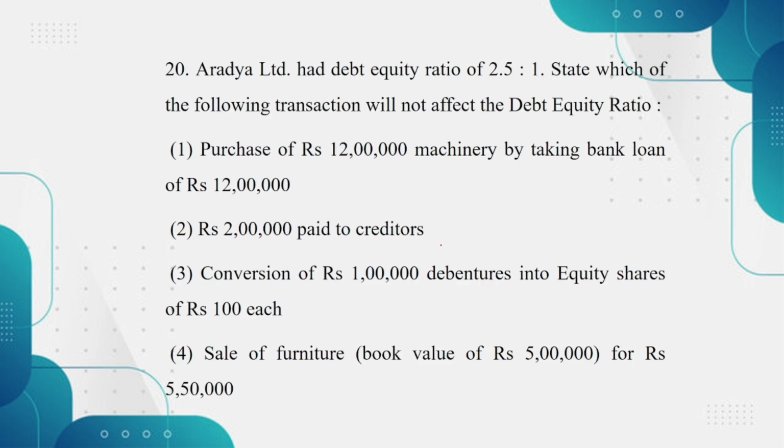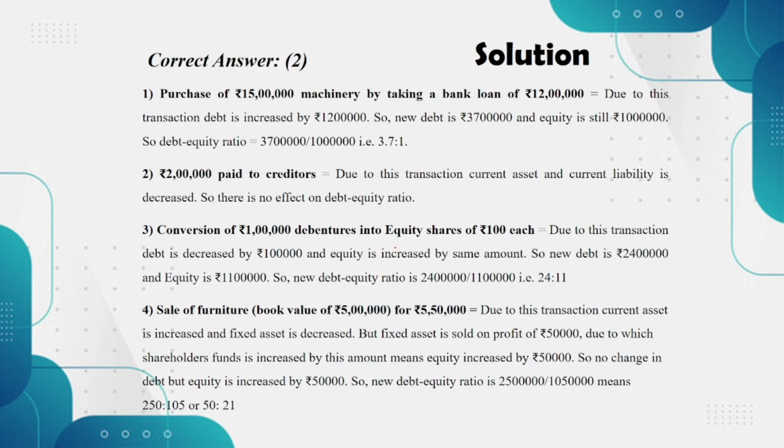20th question. Aradhya Limited had debt equity ratio of 2.5:1. Which of the following transactions will not affect the debt equity ratio? Debt equity ratio, you know very well, is long term debt divided by shareholders' fund. See, there is a transaction: 2 lakh paid to creditors. So, journal entry also, creditors to cash. There is no influence on the debt equity ratio. All other transactions are affecting. 1, 3, 4 are affecting. The detailed explanation is here.